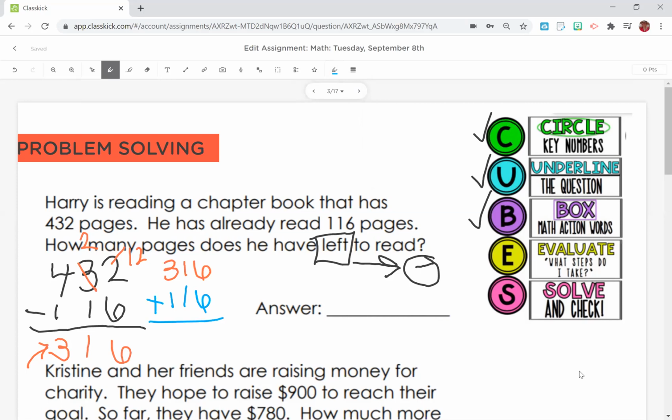Now, if I subtracted correctly, my final number should be 432. My final number should be 432. I want you to solve and check this work, and then write your answer. Make sure that you write pages on the answer line.